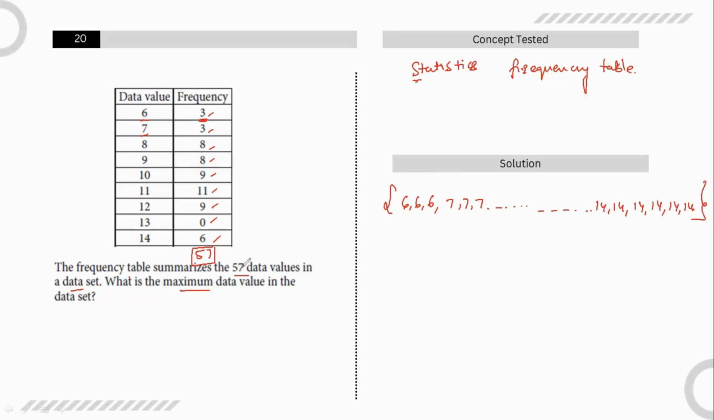So the question says, what is the maximum reading? That is going to be 14. That's the answer here, 14 being the correct answer. Okay, now let's understand and solve the next question.